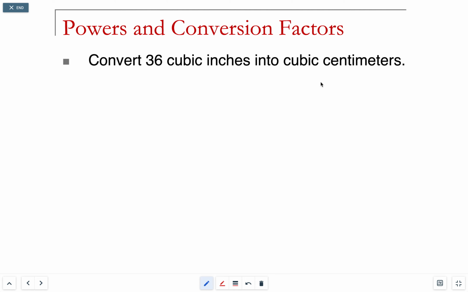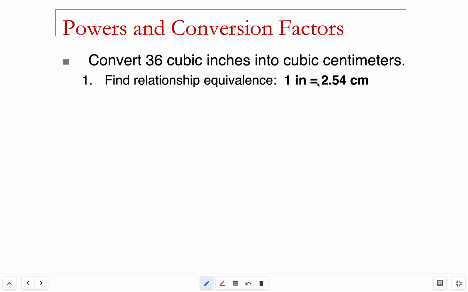Now what's different about this problem than the others is that the unit is not of a single dimension. In fact, this is a cubic inch, and we want to convert to cubic centimeters. So you have to keep track of that. Let's show you what we're talking about here. So we want to convert from cubic inches to cubic centimeters. So we start with this relationship: 1 inch is equal to 2.54 centimeters.